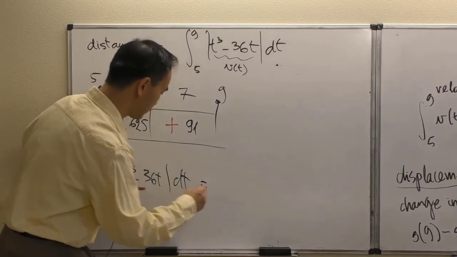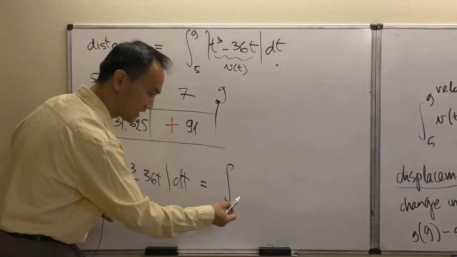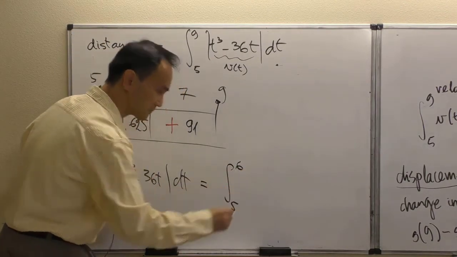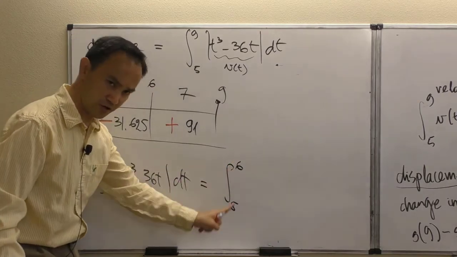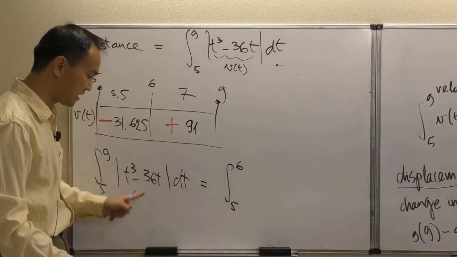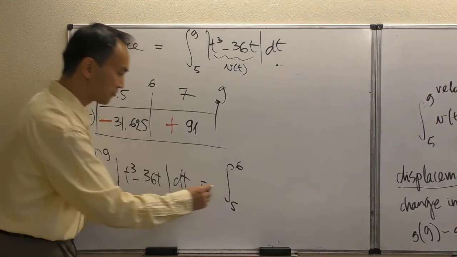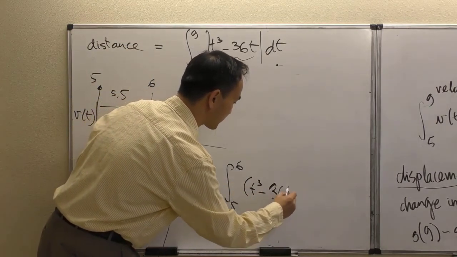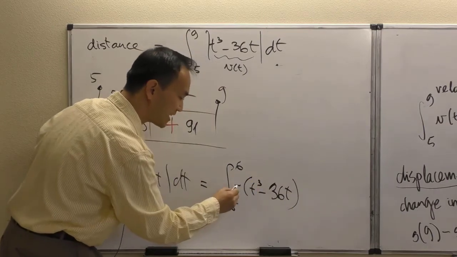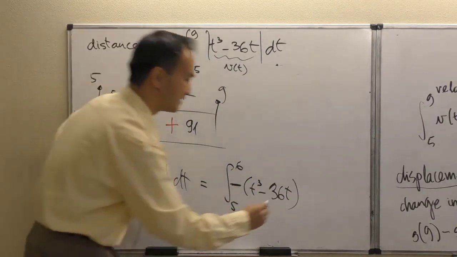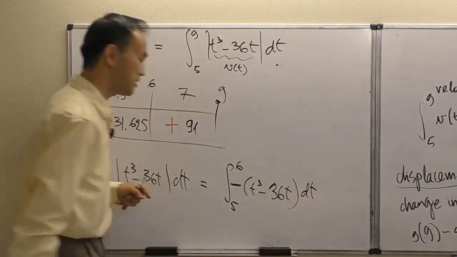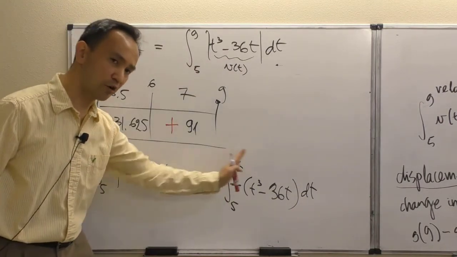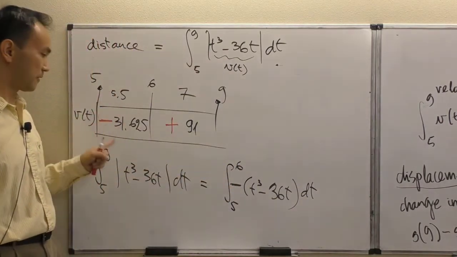So I have to produce this integral as the following. One separate integral from 5 to 6. In that interval, I know that the function v of t is negative. And so now I'm going to turn that t cubed minus 36t, to ensure it's positive, I have to put a negative sign right there. Okay, and then with respect to t. So that's one separate definite integral from 5 to 6.